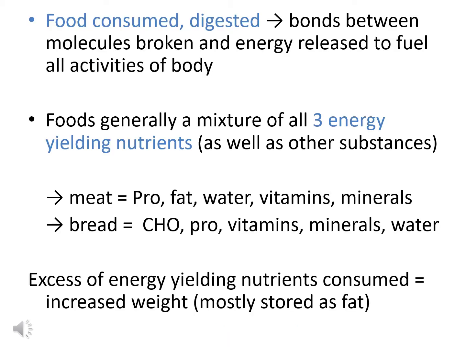What happens when we consume a food is that as it travels through our GI tract and goes through the digestion process, absorption, metabolism, and so on, the bonds between these long chains of carbohydrate, fat, and protein are broken apart. As they're broken apart, energy is now released, which is able to fuel the activities of our body. Foods generally are a mixture of the 3 energy-yielding nutrients.